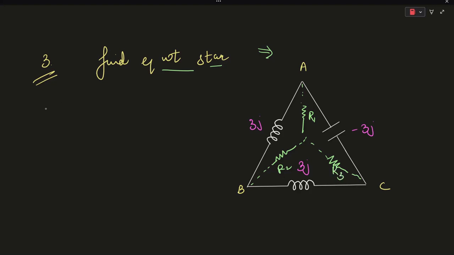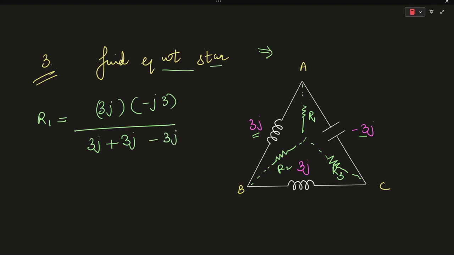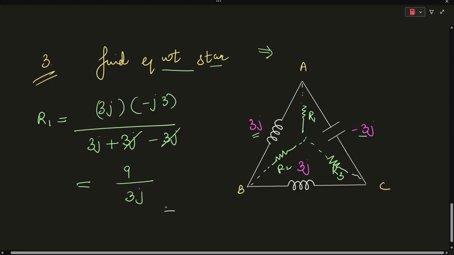The value of R1 will be equal to the product of its adjacent impedances divided by the sum of the impedances. So it is equal to 3J into minus 3J upon 3J plus 3J minus 3J, which is coming out to be 9 upon 3J. So the value of R1 will be equal to minus 3J.